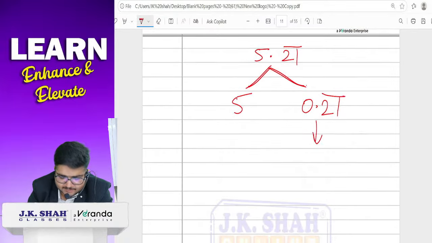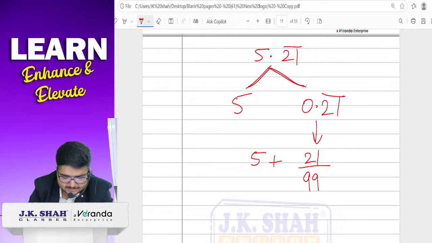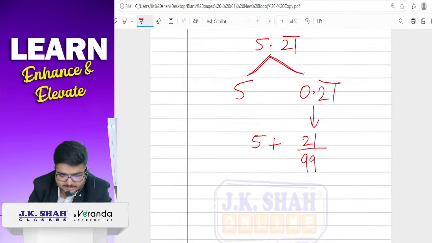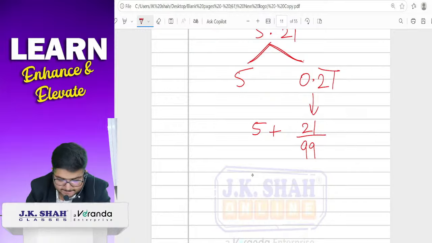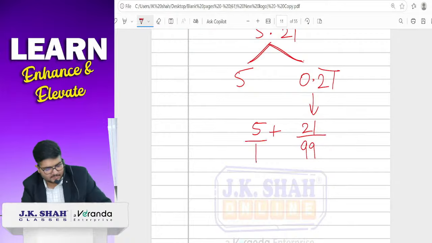Now this is a type 1 sum. You can solve this very easily, right? 21 upon 99. And now I will add the 5 that I separated first. Now I will add this 5 to this fraction. Now how to solve this, sir? Can we add this directly? No, you cannot add this directly because the denominator of this is 1. So you have to cross multiply.